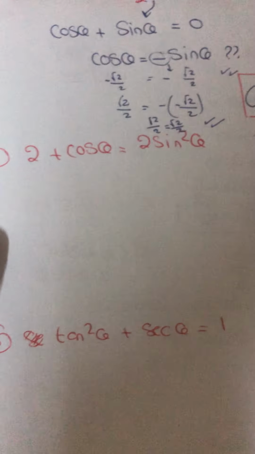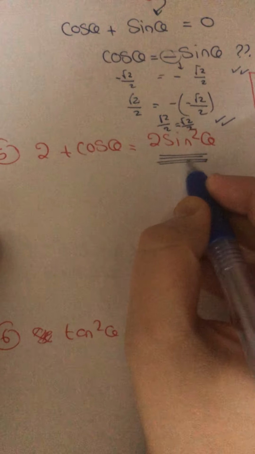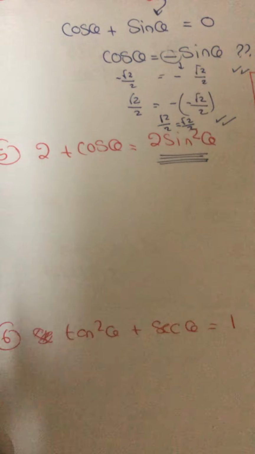Okay, the next question, I would go to the Pythagorean identity to help me make this all cosines, because I don't want sine and cosine, and I want to factor, and this is not very helpful.